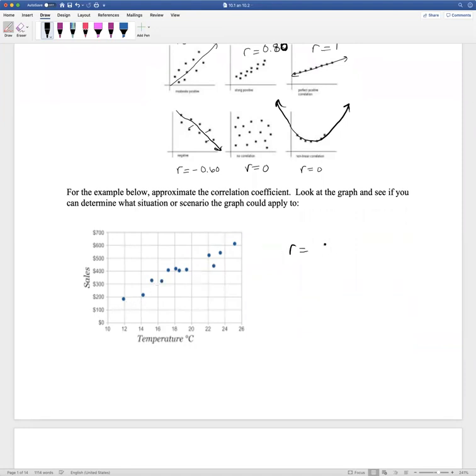Well, we know it's positive. We know it's positive because if you look here from left to right, as we get higher, you can see that these ordered pairs are going up. So this would have a positive slope if we were to sketch a line through this data. That is not the best line, but you get the general idea. In regards to approximating the correlation coefficient, I would say a good approximation would be maybe 0.92.